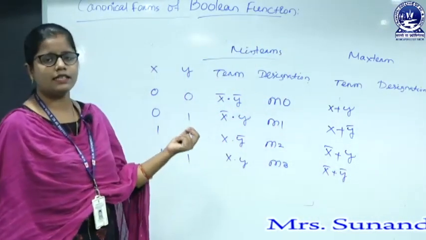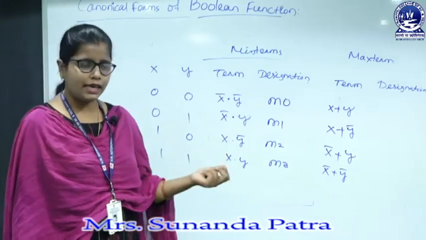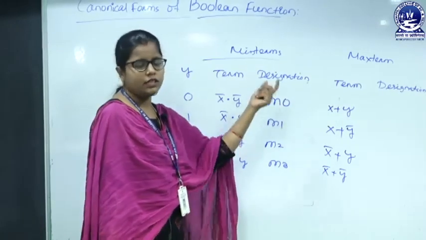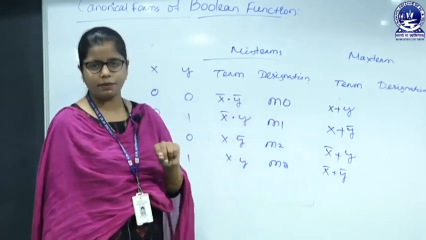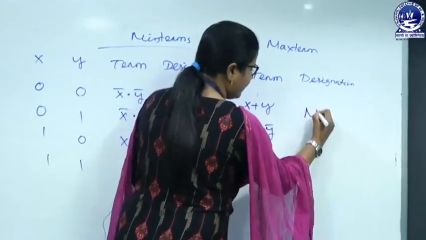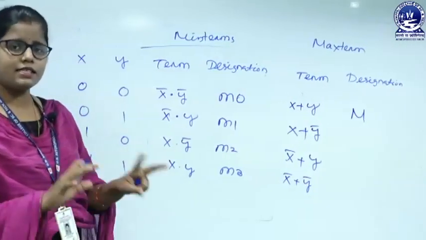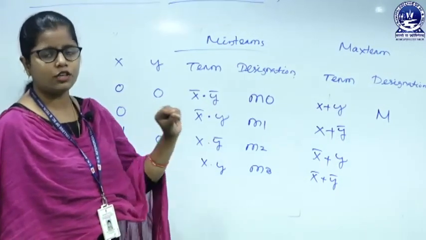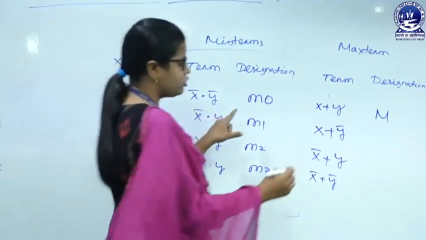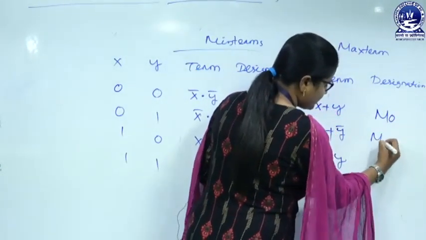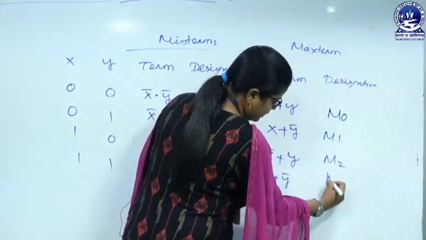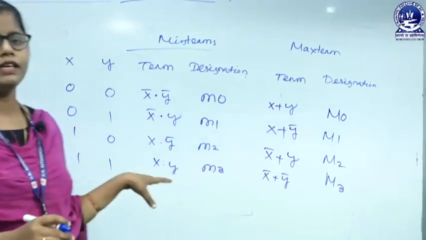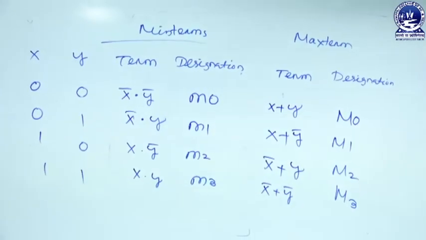Now what is the designation of the max term? Like the min term is represented by the small m, the max term will be represented by the capital M. So we can here write capital M. And as the digits are the same, the decimal value of x, y will be the digit of the designation of the max term. So it will be M0, this one is M1, M2 and this one is M3. Okay. So this is the min term and max term having two variables x and y.